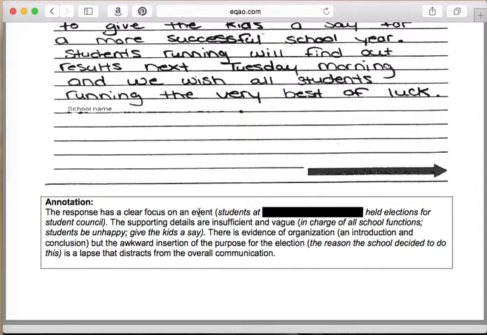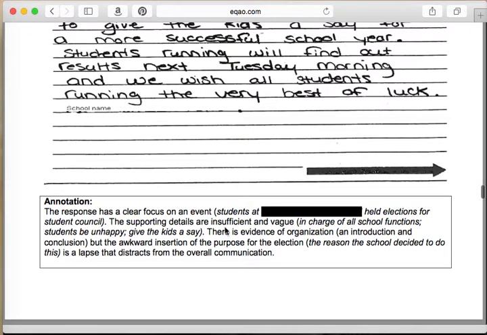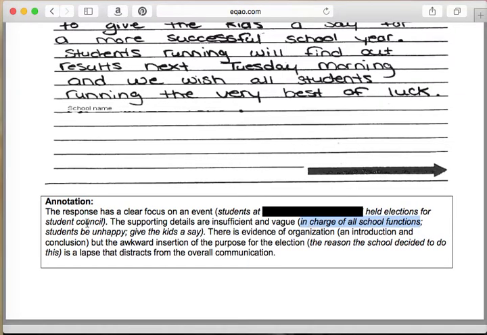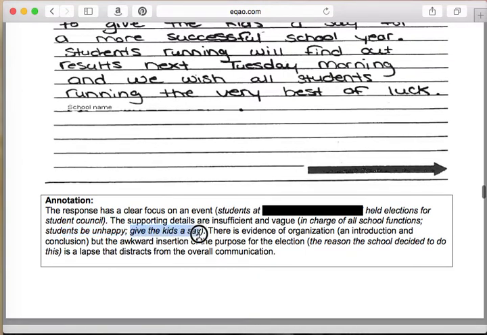This response has a clear focus on an event. The supporting details are insufficient and vague. The wording that they found vague was "in charge of all school functions." It doesn't really say what that entails, what that includes. "Students will be unhappy." Again, that wording can be strengthened. "Give kids a say." This expression is sort of idiomatic. It's not a formal expression. However, there is evidence of organization. There's an introduction in this news report and a conclusion.